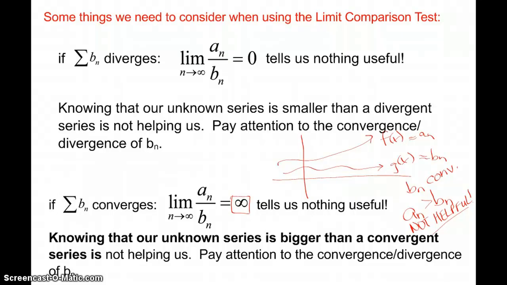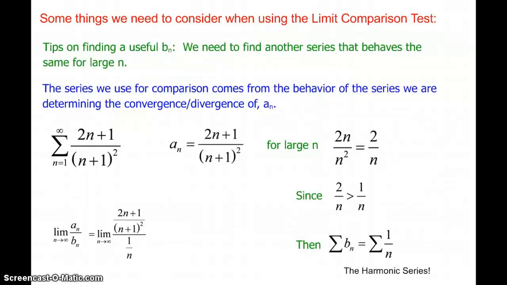If we get any number besides 0 and infinity, then a sub n does what b sub n does. If we get 0 or infinity, it's only helpful if we know that a sub n is smaller than a convergent, or that a sub n is bigger than a divergent. That's the only helpful case. All right, tips on finding a useful B sub n.